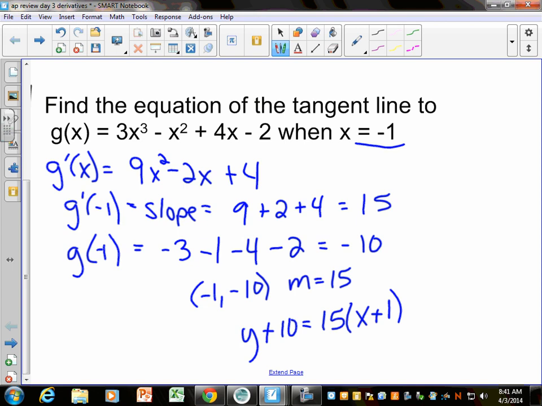Obviously, we could subtract the 10 over, we could simplify it, but on a free response, don't miss it because you do the math wrong. Just leave it like that.